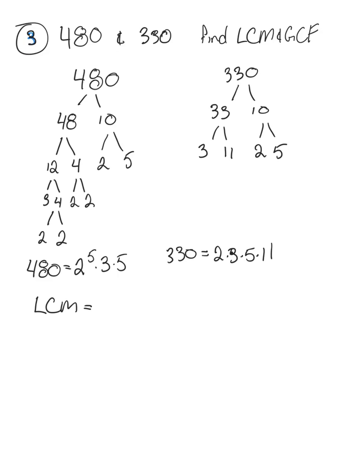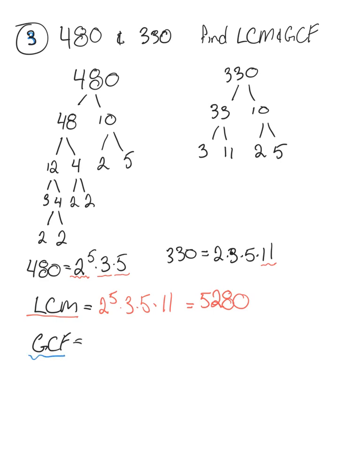So the highest power that appears would be 2 to the 5, 3 to the 1, 5 to the 1, 11 to the 1. So equals 2 to the 5 times 3 times 5 times 11, which would equal 2 to the 5 is 32 times 3 times 5 times 11, which would equal 5,280.